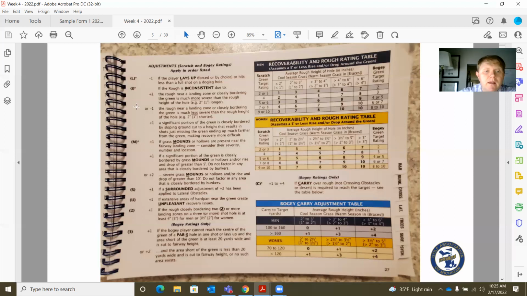And then on the opposite side of that is if you have a significant portion of the green that's closely bordered by sloping ground that's cut to a height that results in shots just missing the green, ending up much farther from the green, which makes recovery more difficult. So you can see, like a runway or a very, very tight cut area that runs off away from the green.